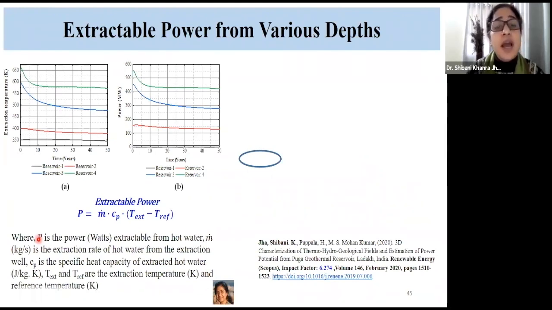So we have identified 4 different depths, designated as reservoir 1, reservoir 2, reservoir 3, and reservoir 4. And then it was found what the feasible extraction temperature is from these different depths and the corresponding power, which again depends on the extraction temperature. So 4 different reservoirs indicate 4 different depths. As you can see, reservoir 4 indicates the highest power extraction, which is at the highest depth. So the entire simulation and study was required to get this extraction temperature.